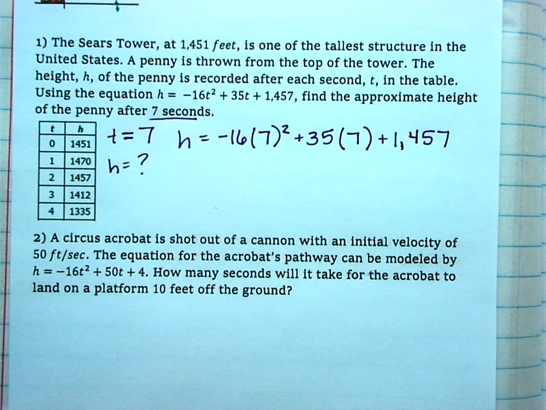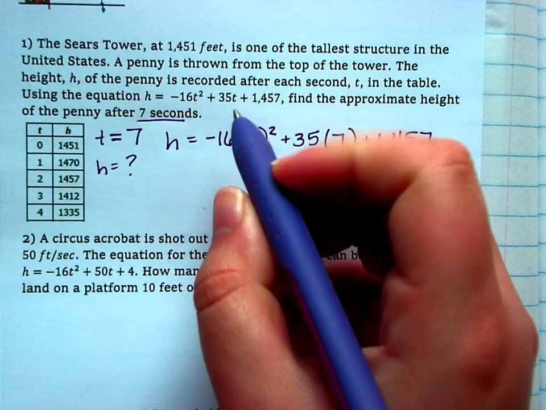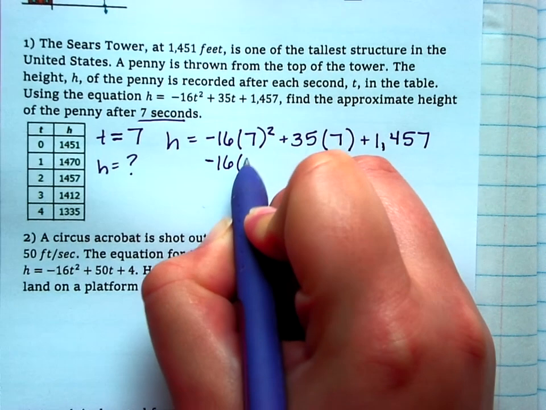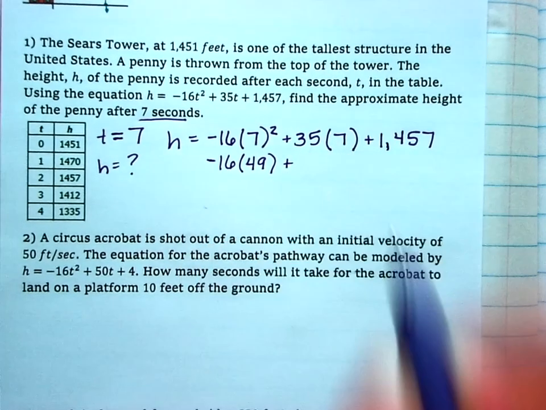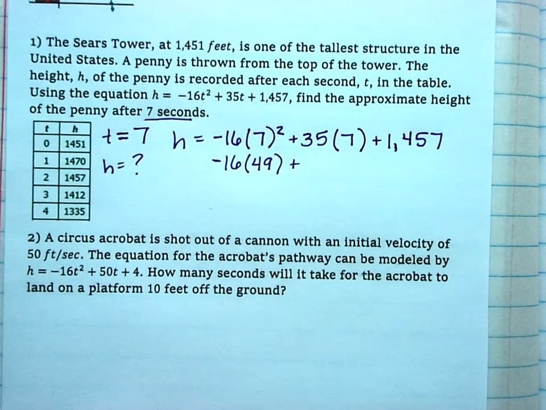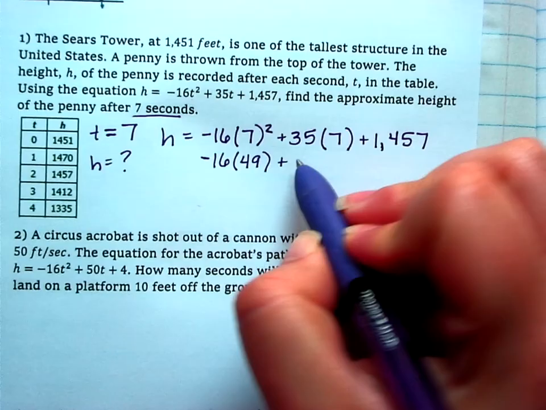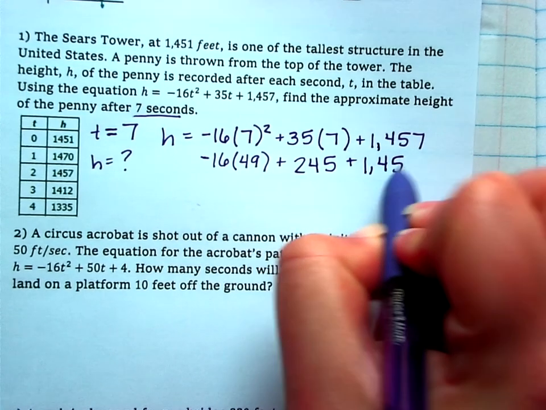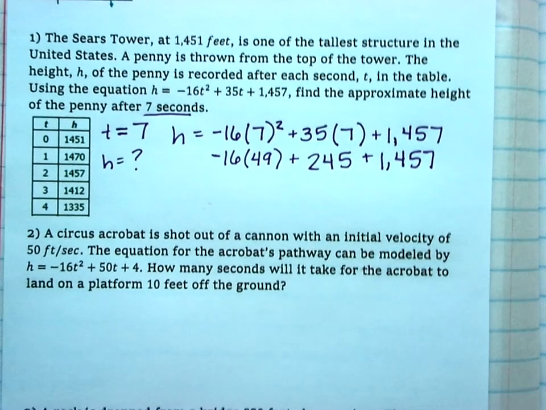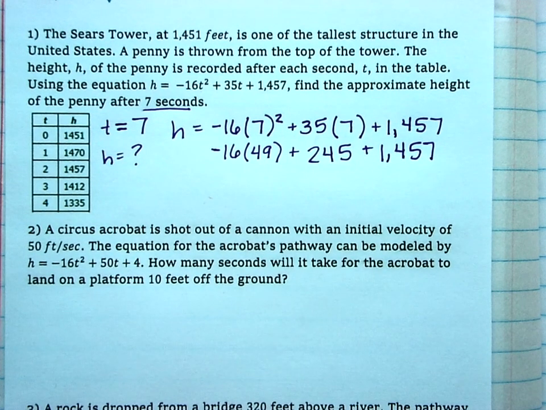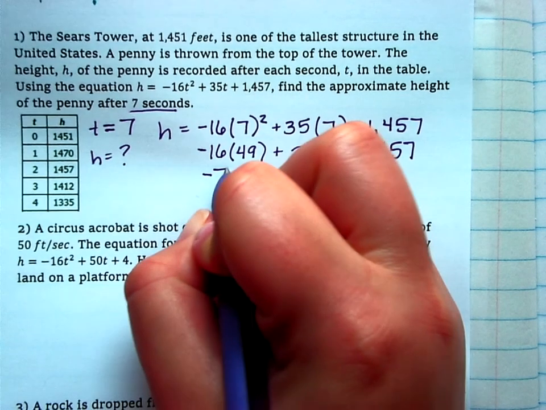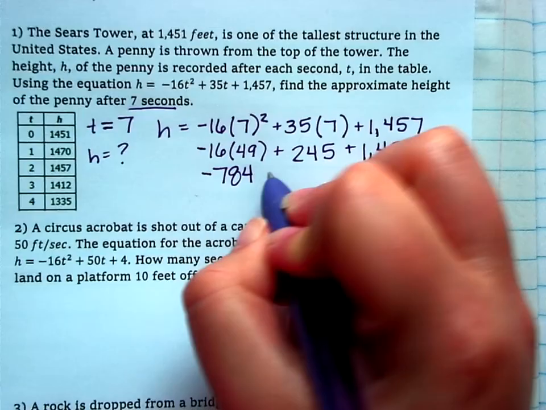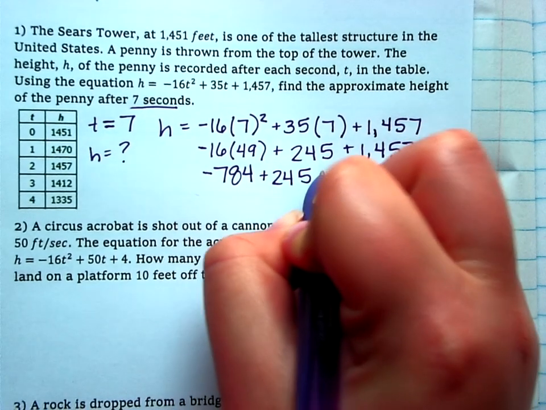All right, let's do the PEMDAS. So there's nothing to do in the parentheses. We need to square the 7, so we have -16 times 49 plus, and now we can start our multiplication. 35 times 7 is 245. At the end, we're going to add that 1,457. All right, let's multiply -16 times 49. This gives us -784. And now we can add all the numbers together.